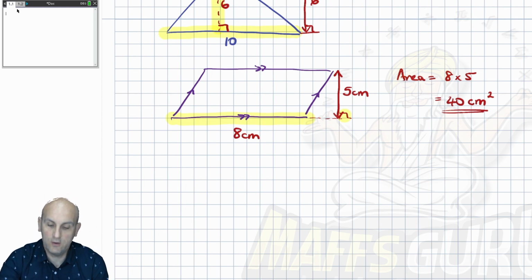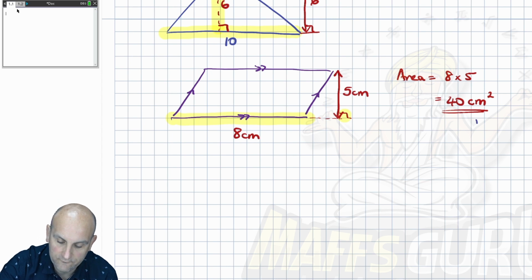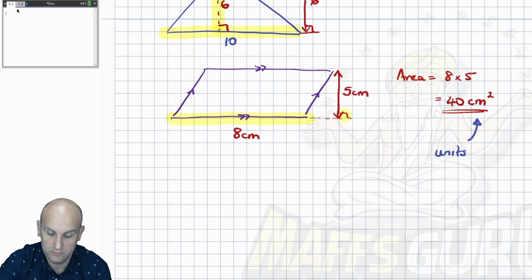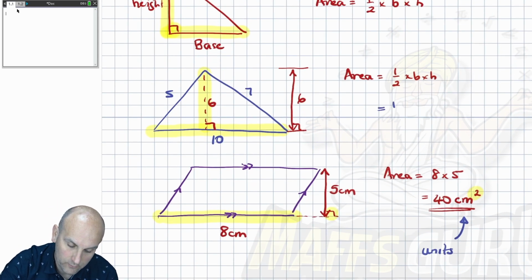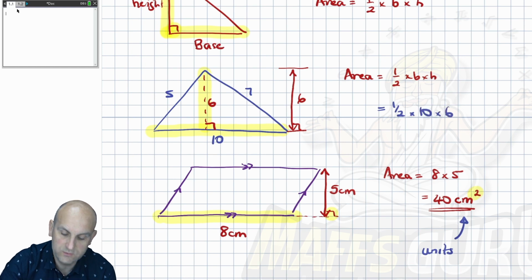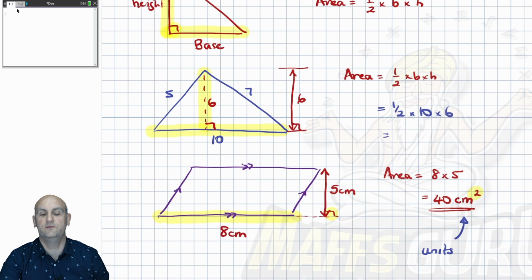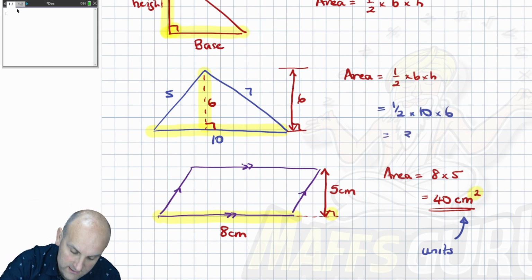Why? Because our units of area are very, very important, right? So units are really important. And the floaty 2 tells us we are dealing with an area. So if we go back here, my area would be equal to 1/2 times the base, which was 10, times the height, which was 6. Now again, we can do these in lots of different ways. Half of 10 is 5. 5 times 6 gives me 30.